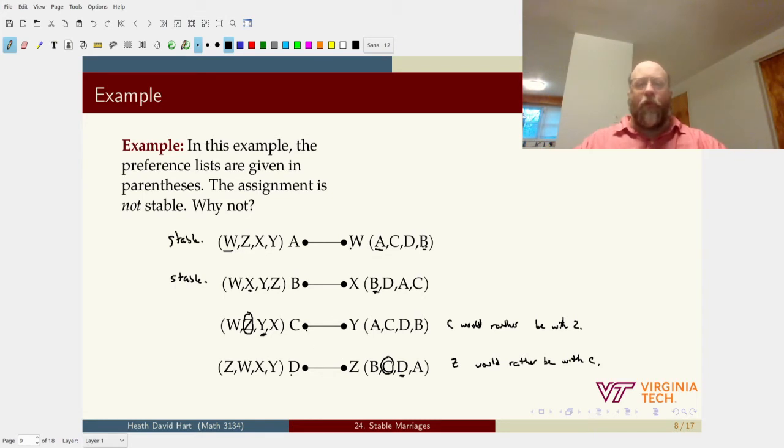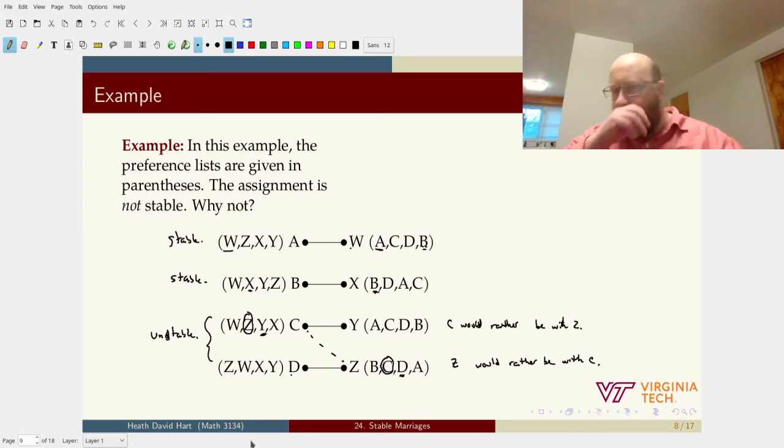And these people agree. That is, C is saying, I would leave my wife for you. And Z is saying, I would leave my husband for you, because both of them are saying they prefer these two people over their current partners. And so these marriages are unstable because there is a mutual preference that has not been recognized. Is everybody understanding why that works?